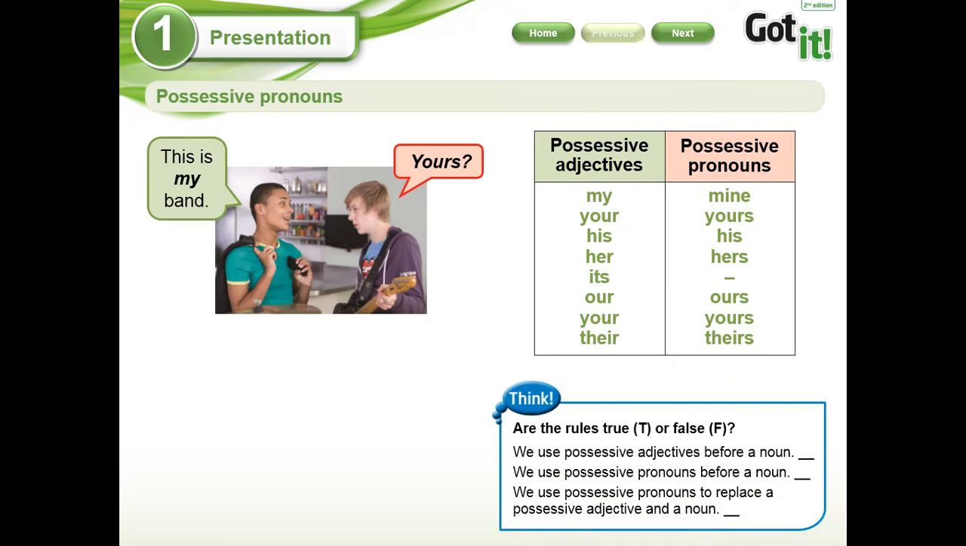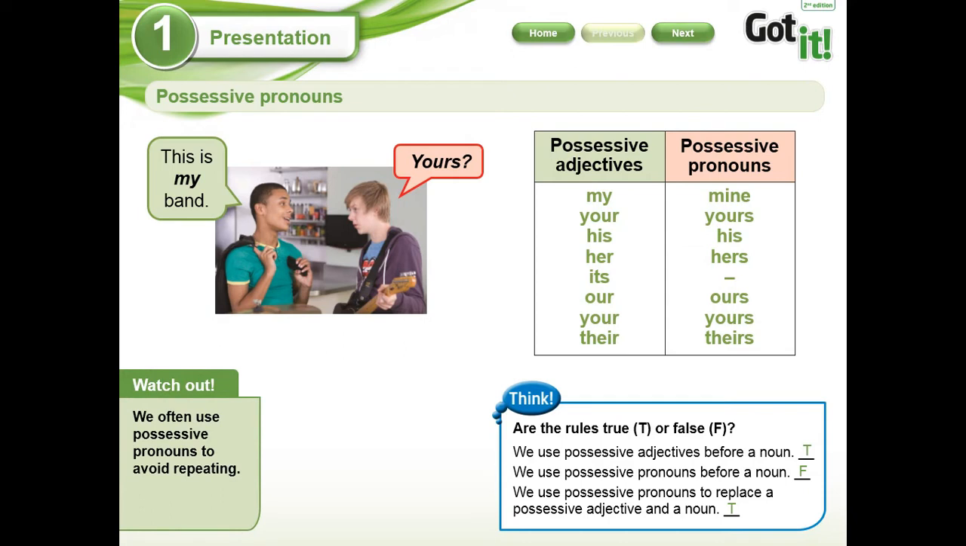Okay, so let's see some examples. We use possessive adjectives before a noun. True or false? True. Usamos adjetivos posesivos antes de un sustantivo. We use possessive pronouns before a noun. False. Usamos el pronombre posesivo antes de un sustantivo. False, impossible. It's always alone. We use possessive pronouns to replace a possessive adjective and a noun. True or false? True. That's correct. Nosotros usamos el pronombre posesivo para reemplazar a un adjetivo posesivo y a un sustantivo para ya no mencionarlos nuevamente.